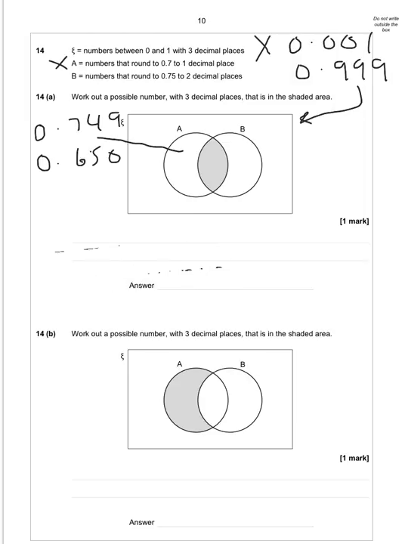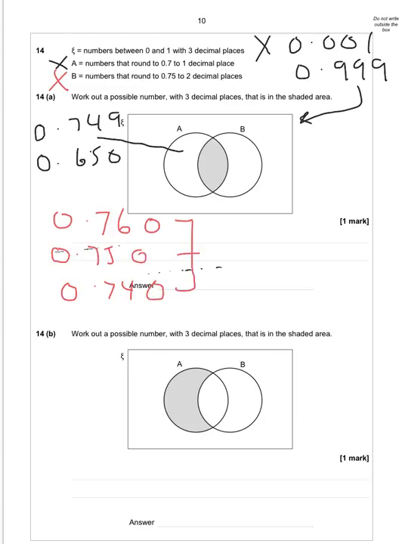Great. The next thing that I'm going to do is change colour, and I'm going to look at B. And inside B I've got the numbers that round nominally to 0.750 to 2 decimal places. So I can actually say, well, that's going to be 0.76, 0.74, and again back to 3 decimal places is going to do this.